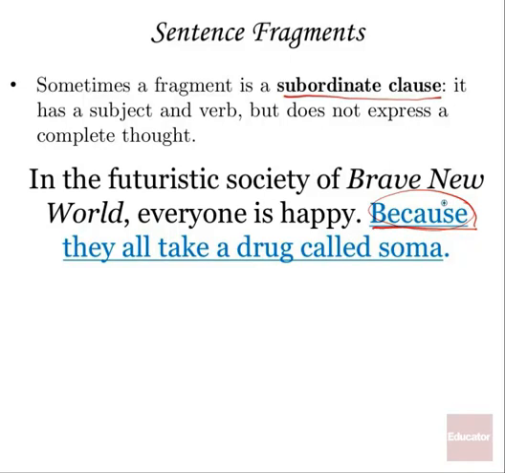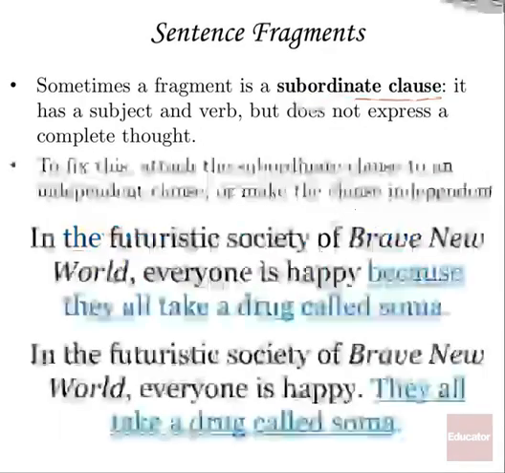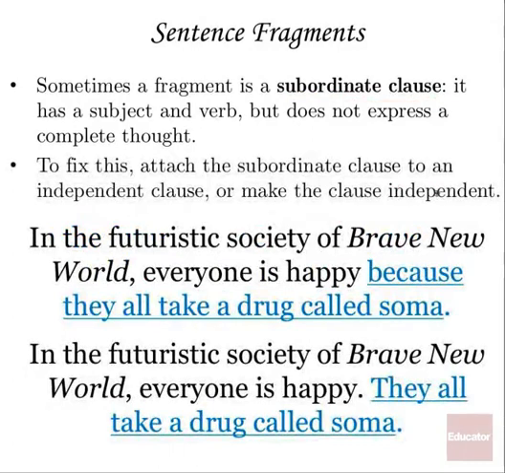Now, they all take a drug called soma by itself could be a sentence. It has a subject, they, and a predicate, take a drug called soma. But because we've got because right there, it depends on something else, and it can't sit by itself. So, how do you fix that? Well, to fix this, you attach the subordinate clause to an independent clause, or you make the clause independent.